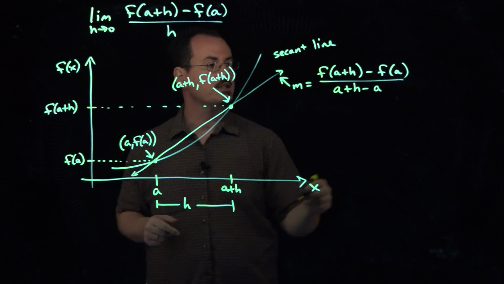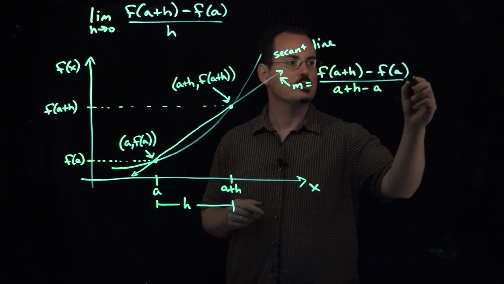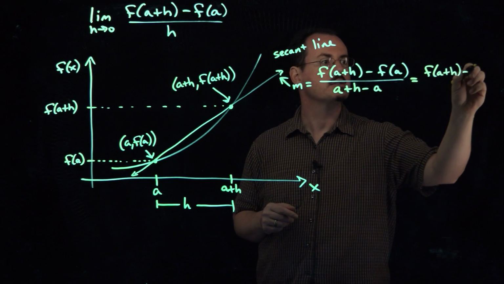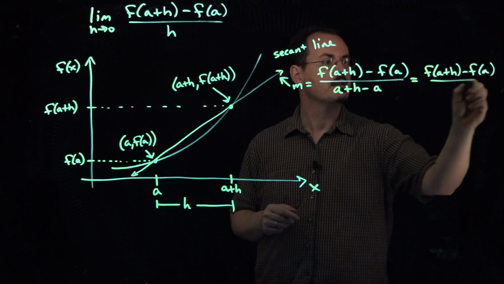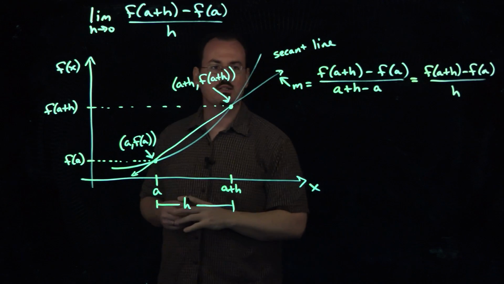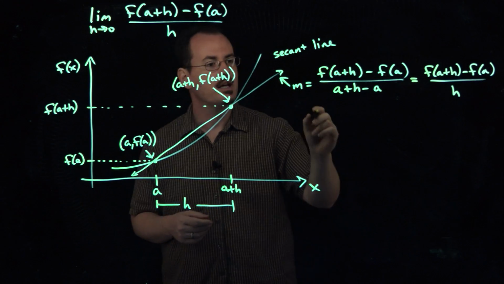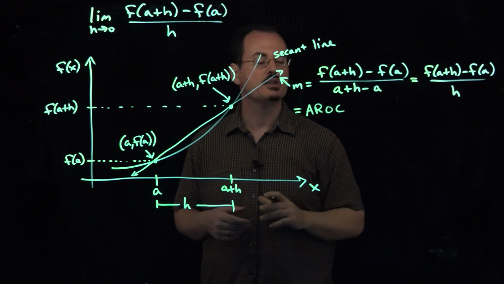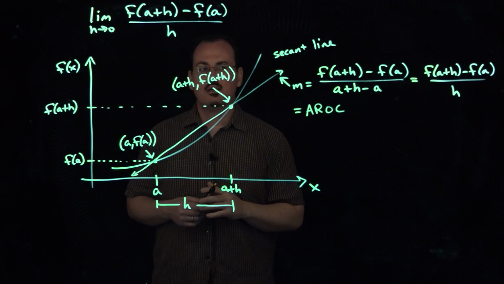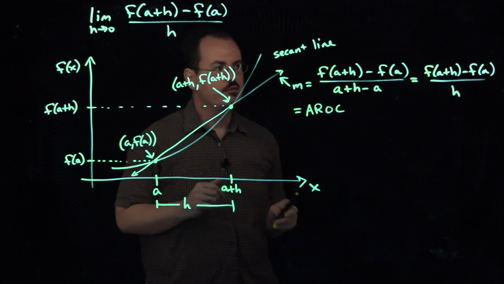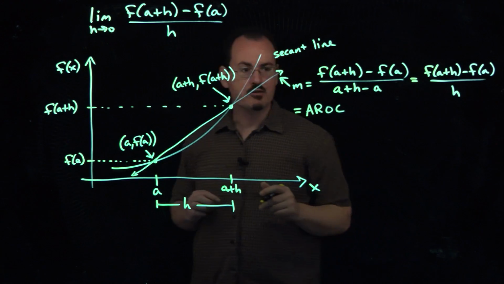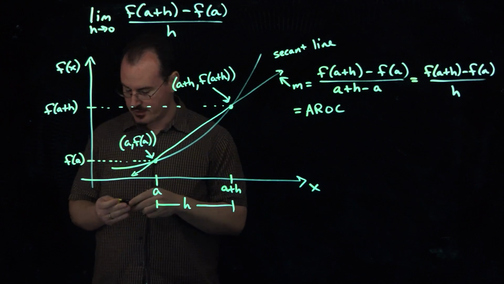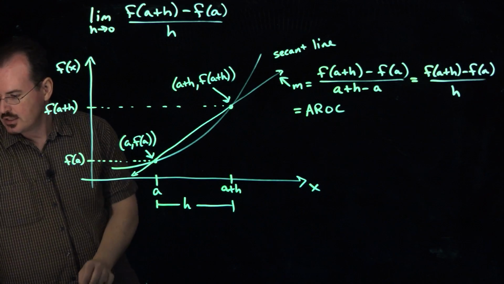That's the change in the x values here. So the a's are going to cancel, and we're just going to be left with f of a plus h minus f of a, divided by h. Okay, it turns out that the slope of this line is also known as the average rate of change. That's the formula that we had seen before, although with things labeled a little bit differently, but that is what that is. It's the average rate of change.